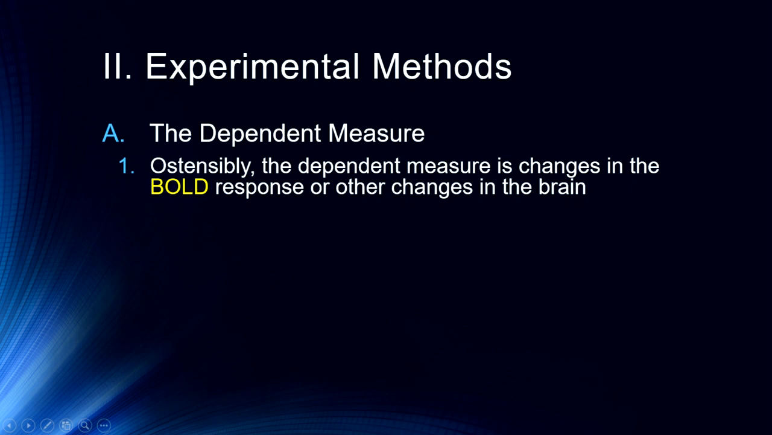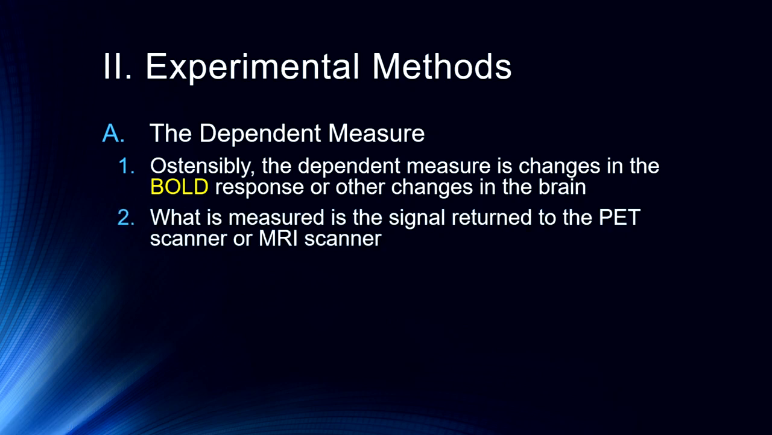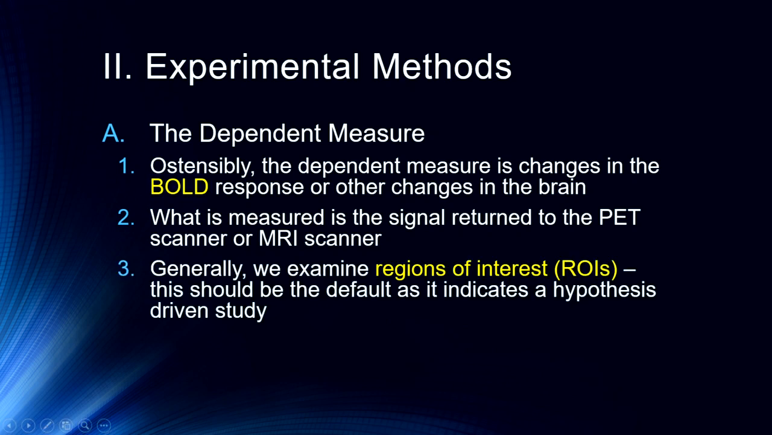So that's ostensibly what we're measuring. What we're really measuring is the signal returned to a PET scanner or an MRI scanner. And as I said a minute ago, we're several steps removed from what's measured versus what we're interested in. So we get a signal return to the PET scanner or an MRI scanner from a specific location in 3D space. Generally, we oftentimes want to examine regions of interest.